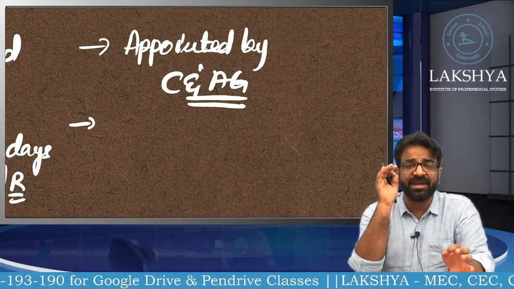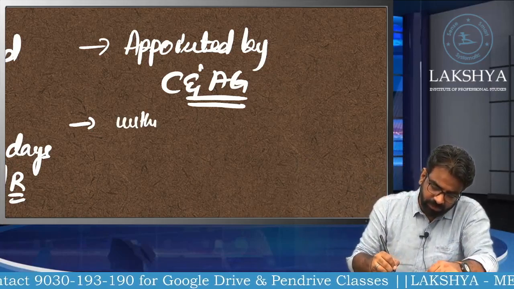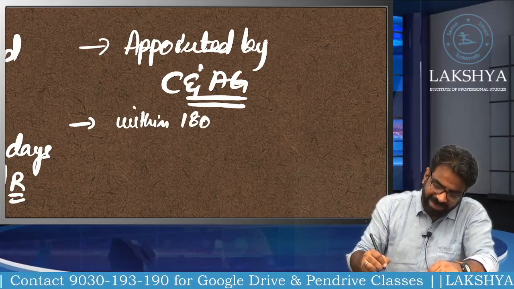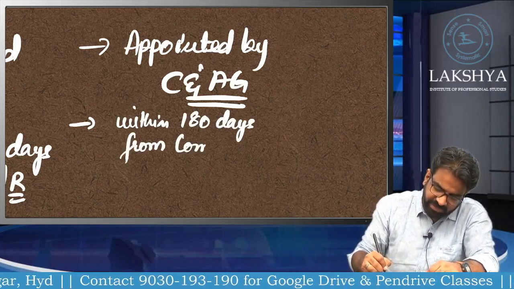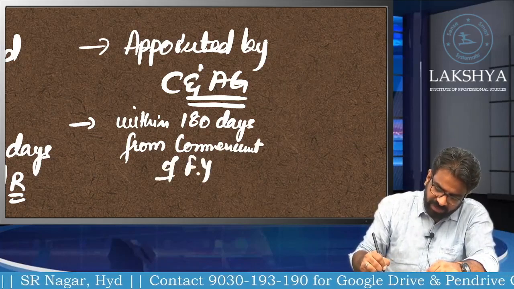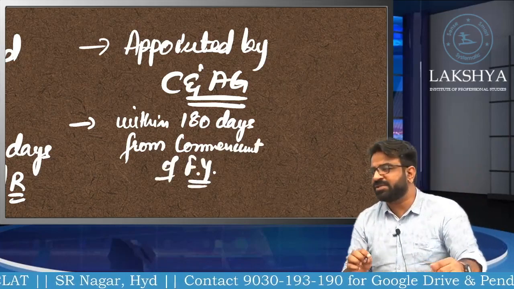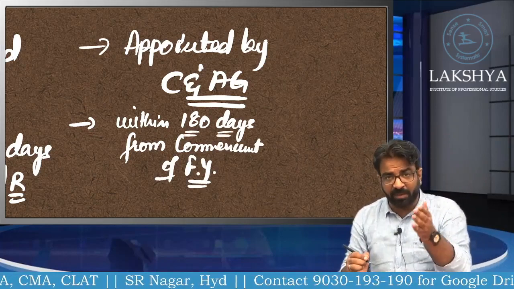First of all, C&AG must appoint within how many days? Within 180 days from commencement of the financial year. Within 180 days from the commencement of which year? Financial year. Sir, how many days? 180 days from the commencement of financial year.